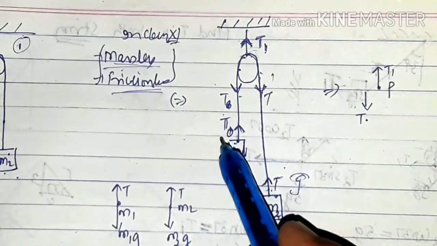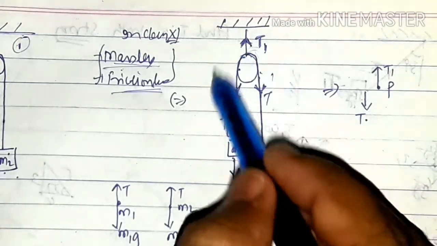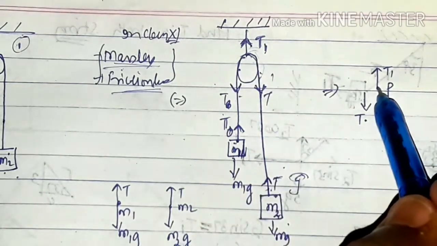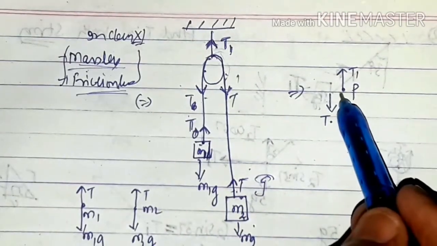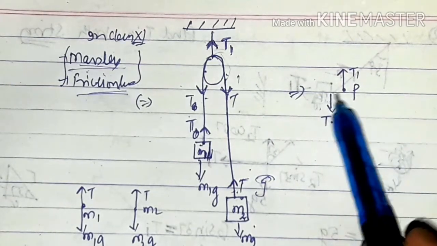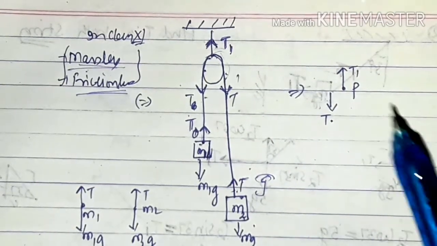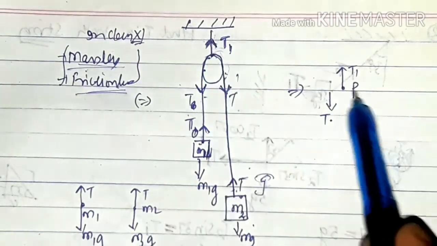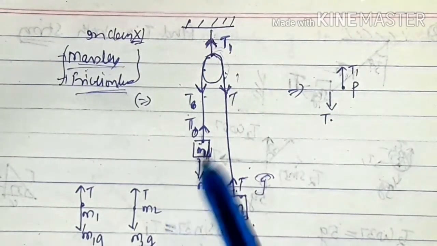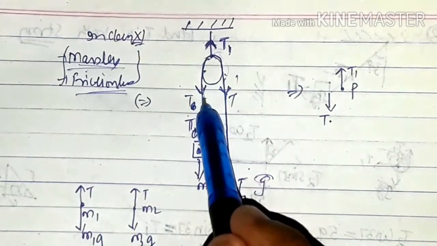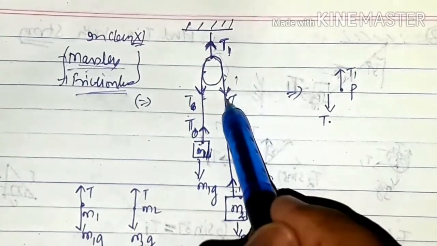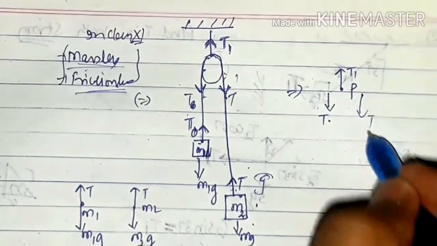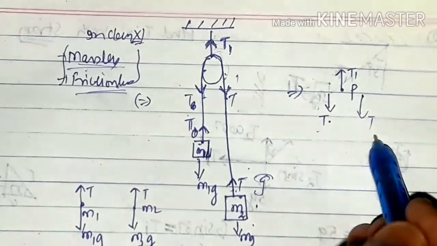Now let's take first this particular object. Consider the entire pulley as a point object. I have drawn it here, you can see it. This is the pulley, drawn as a point, and I mark it as P. On the top, what force is acting? That is tension T1. Downward, one force is acting, that is T, and here one more force is acting, that is T. So on the top T1, here T and here T.